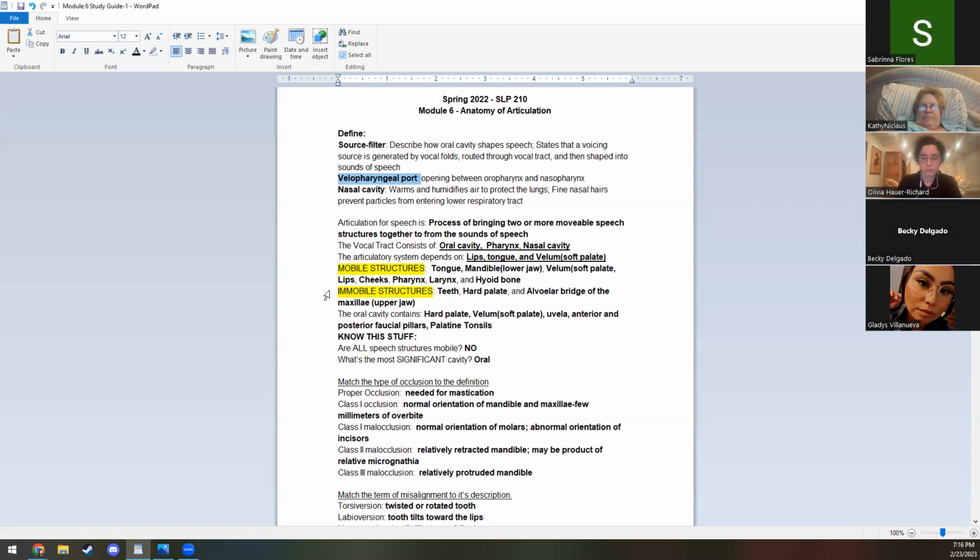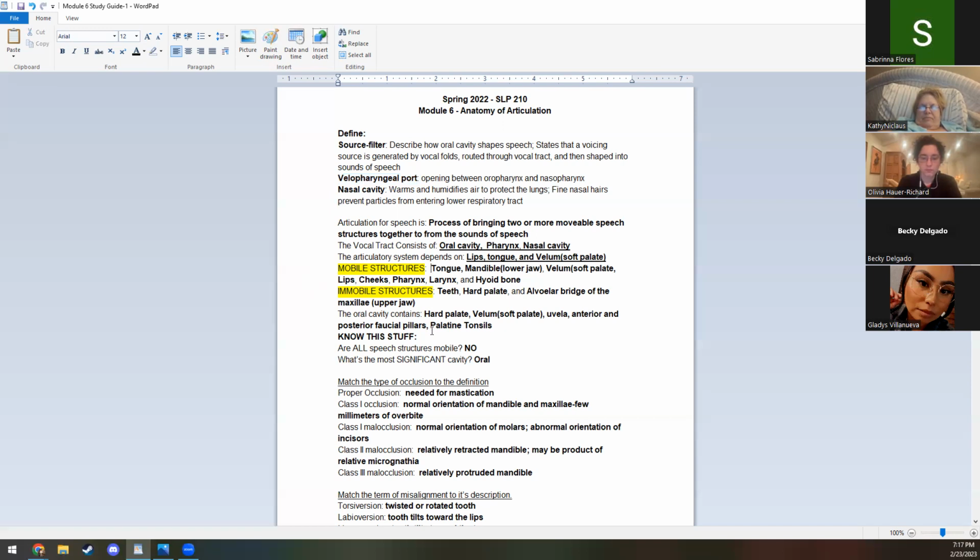So for me, the way that I remember it, I just remember the immobile ones because it's only three, which is the teeth, hard palate, and the alveolar ridge of the upper jaw. And then the rest are mobile structures, which are the tongue, lower jaw, soft palate, lips, cheeks, the pharynx, the larynx, and the hyoid bone. I feel like for this one, it's going to be mix and match, like which one's mobile and which one's immobile. I haven't taken the test yet, but I just have a feeling it's going to be like that because that's a lot too. I hope it's not short answer where it's like, name all 8.